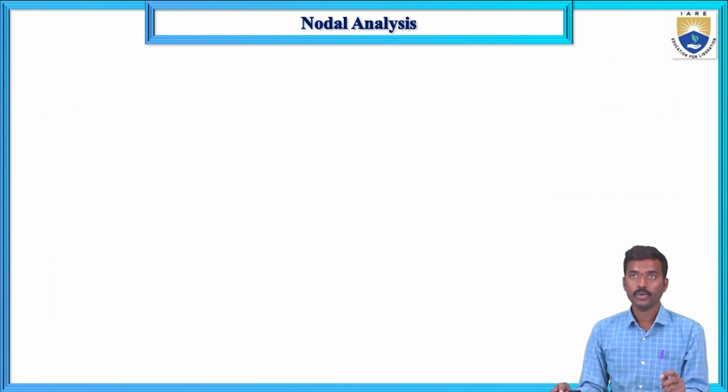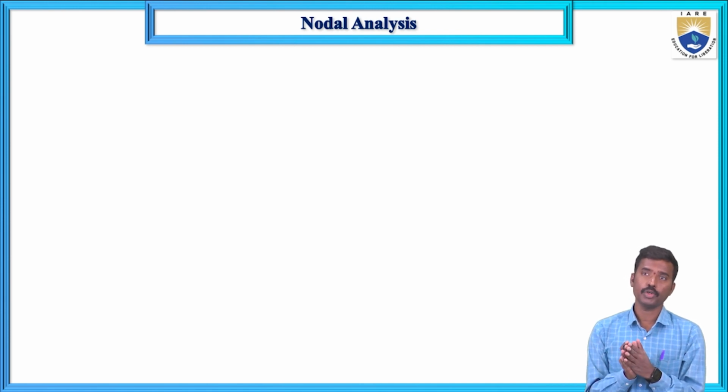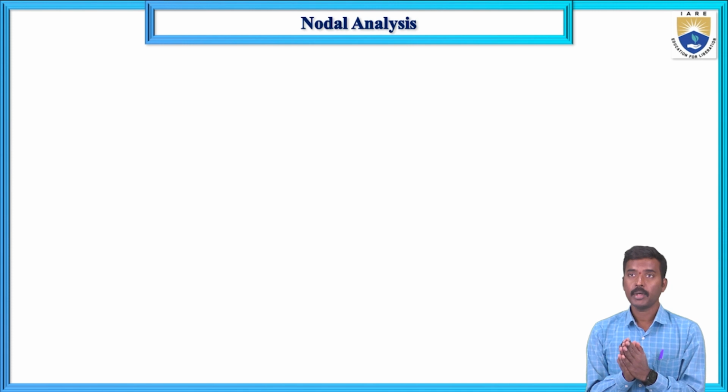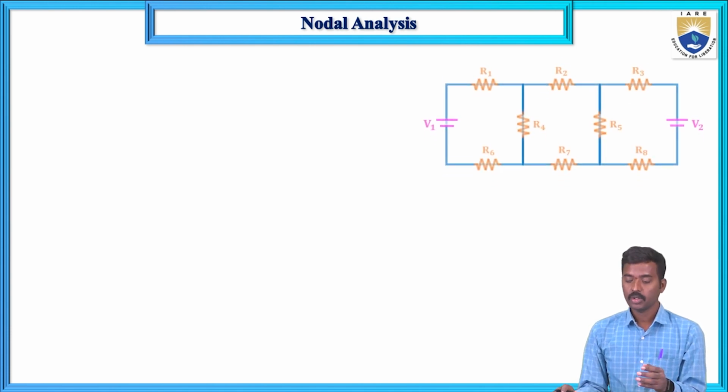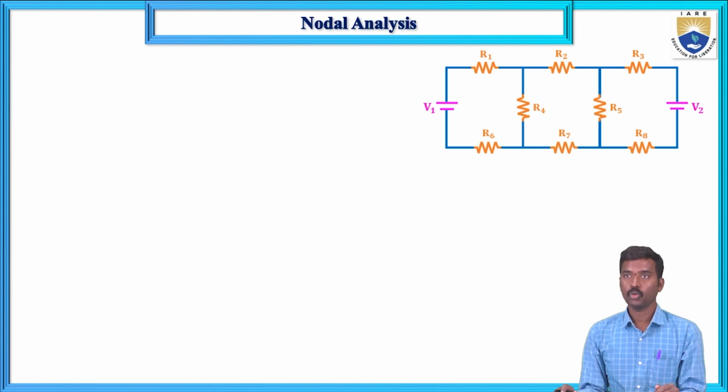Next concept is nodal analysis. Nodal analysis has the same purpose: to determine the current flowing through each resistor and the voltage across each resistor. Here the best method to find out the voltage across each resistor is nodal analysis. To understand this, we must know about node and junction. What do you mean by node? Node means two or more elements connected to one point.